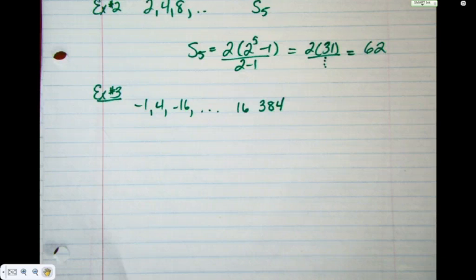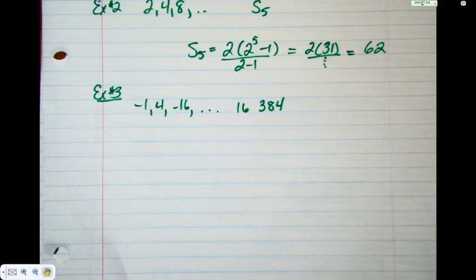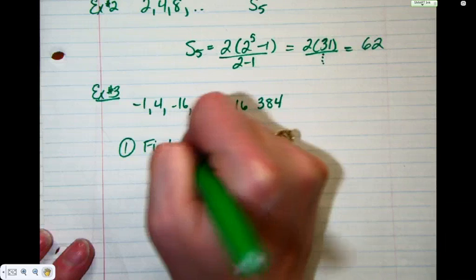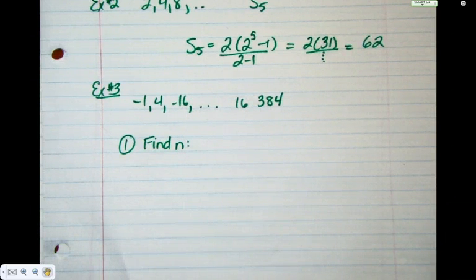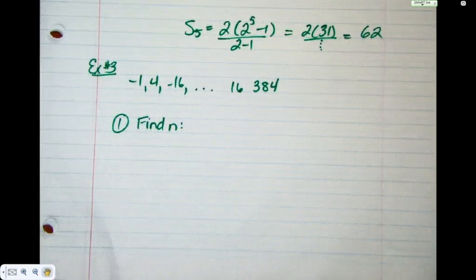We don't know what term 16,384 is. Yeah, do we know how many terms are in the sequence? No. So this is a two-stepper. We got to find n first. Okay, we did this yesterday. How do we find n in a geometric series or sequence?